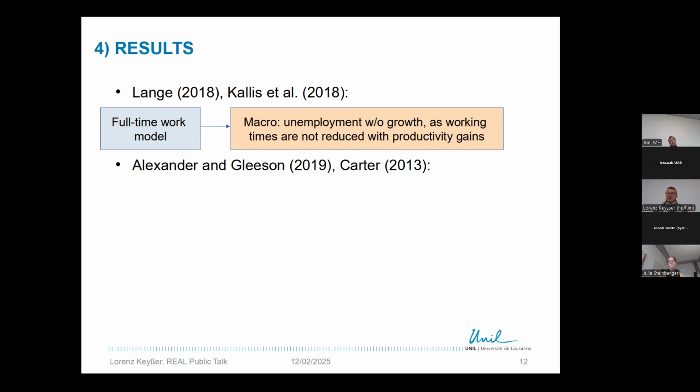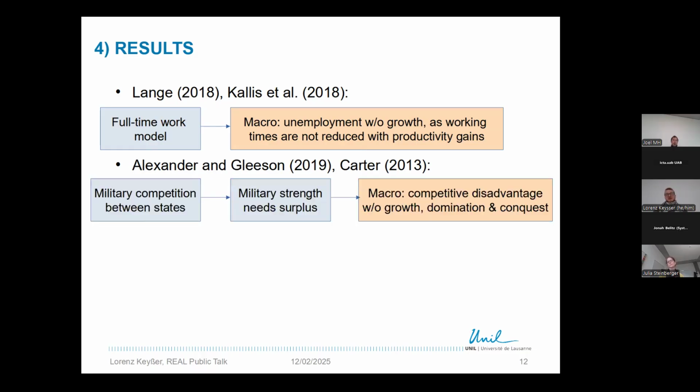Other authors focus on a completely different level, for instance, on the state geopolitical level, for instance, on military competition between states. So if we have military competition between states, then the state might need to foster growth, to have a surplus, economic surplus that can be invested in a stronger military to defend against imperialist rivals, but also to be more imperialistically successful itself, to foster its own power. And on a macro level then, without growth, there's a competitive disadvantage, and there might be a high risk of domination by another state or even direct military conquest.